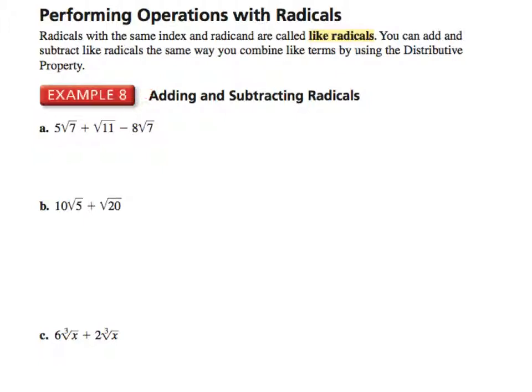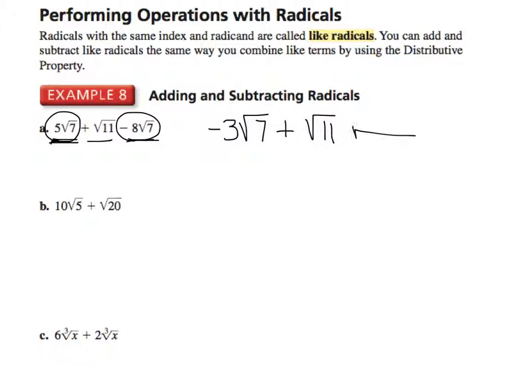So, in A, I have 3 terms. The only way you can add them together is if they have the same or like radicals. So here I have root 7 and root 7. So all you do is combine the coefficients. So 5 minus 8 would be negative 3 root 7 plus root 11. Now, if you can simplify root 11 or root 7, you would. We can't, and that's it.